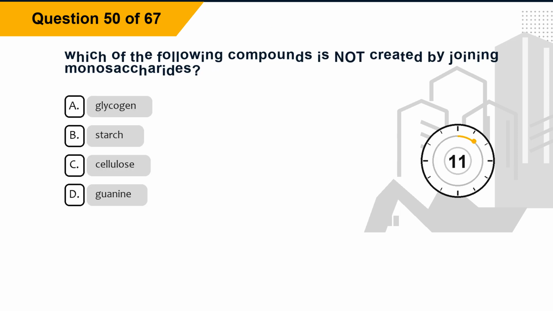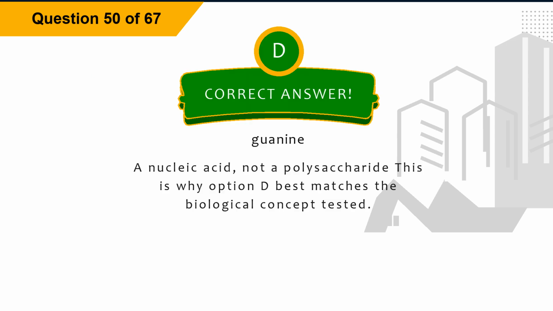Question 50. Which of the following compounds is not created by joining monosaccharides? Option A, glycogen. Option B, starch. Option C, cellulose. Option D, guanine. The correct answer is option D, guanine. Explanation. A nucleic acid, not a polysaccharide. This is why option D best matches the biological concept tested.